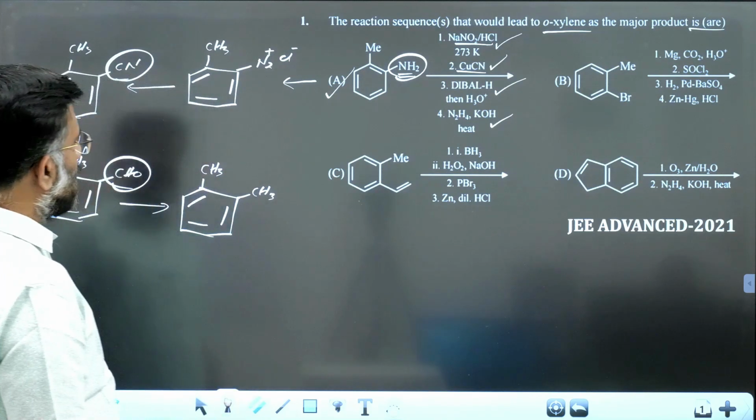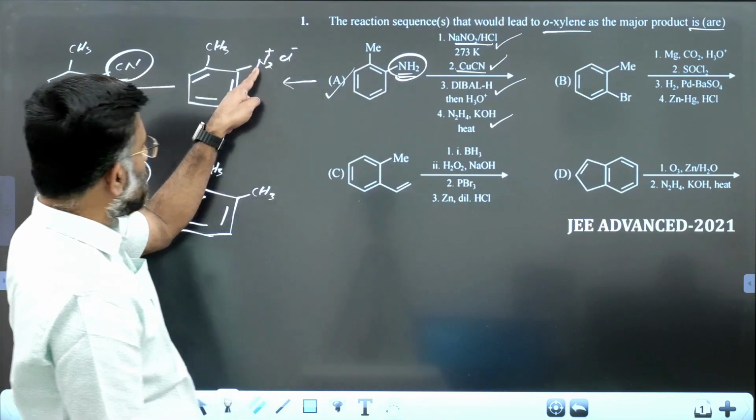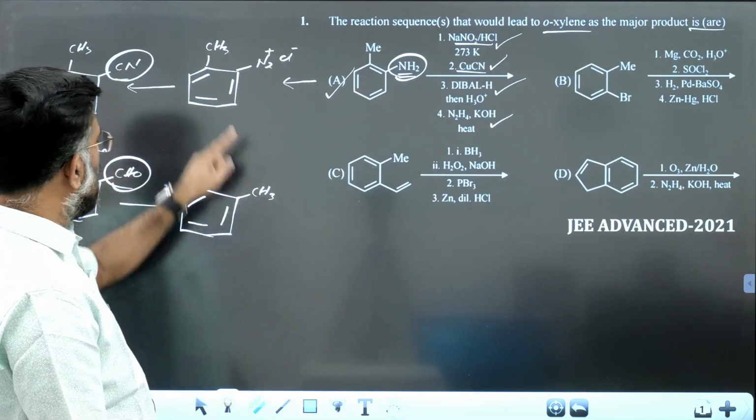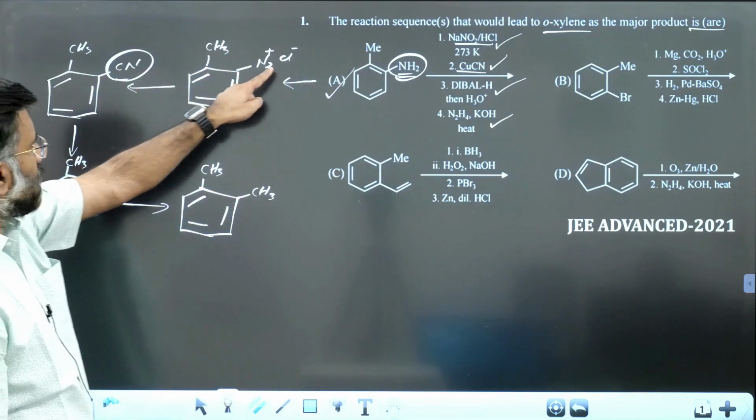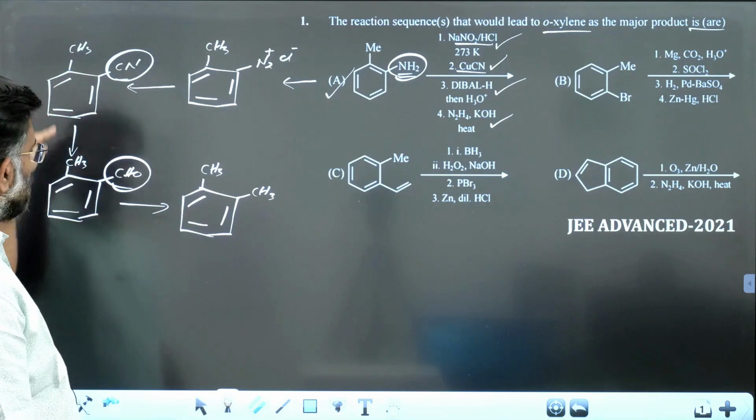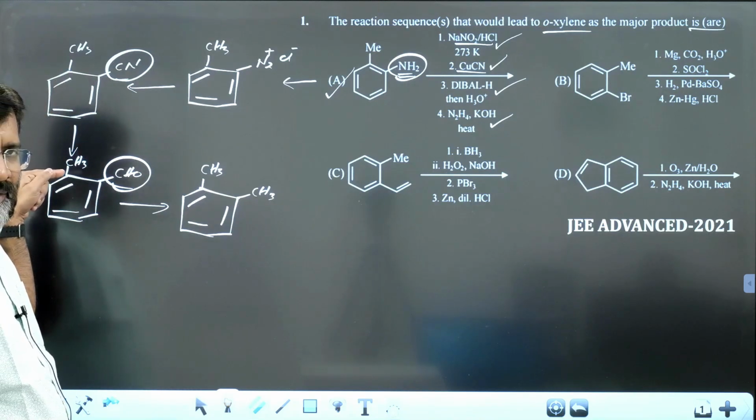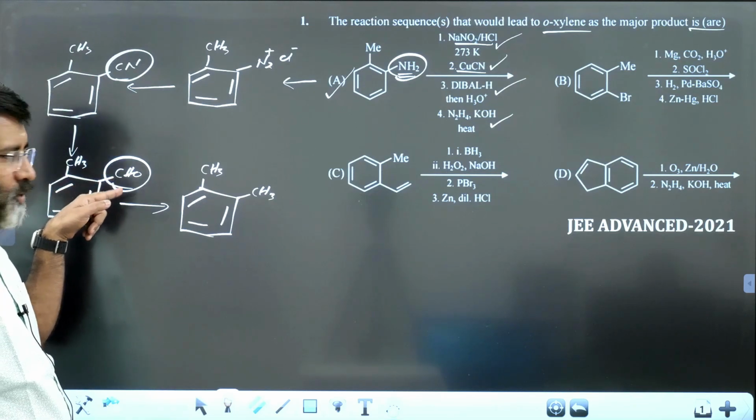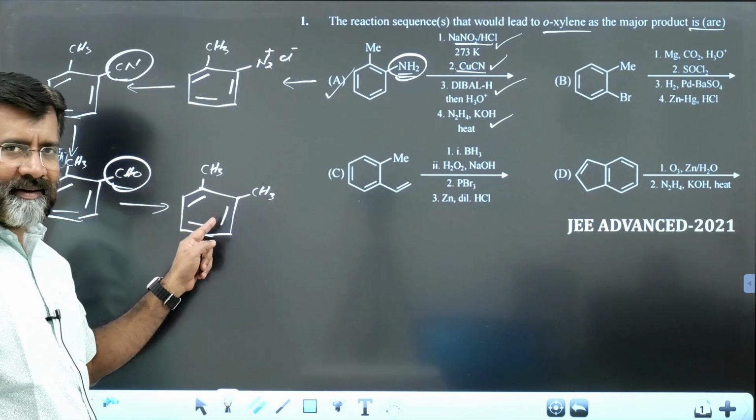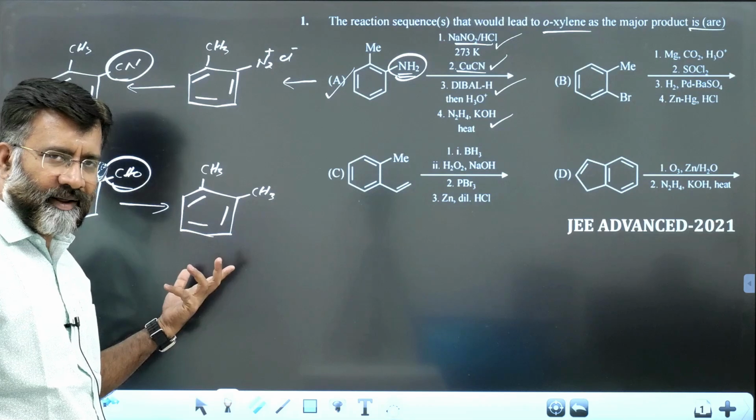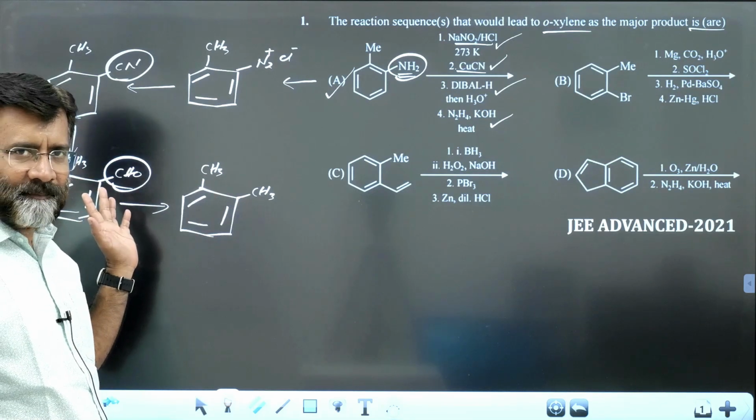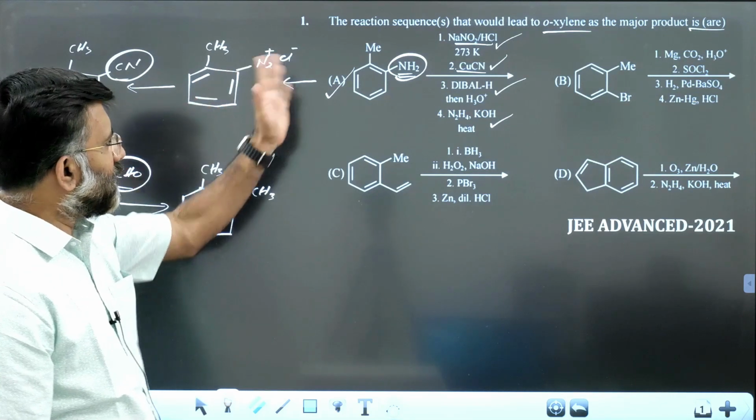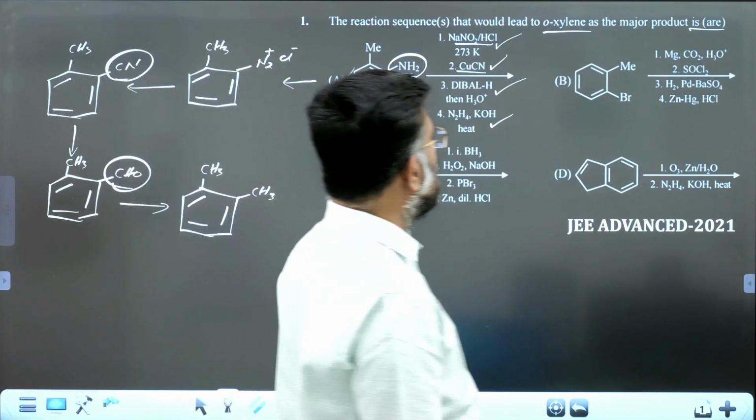So what all things are happening? NH2 turns into diazonium salt, reaction number 1. Reaction number 2, Sandmeyer's reaction, this turns into CN. And reaction number 3 with DIBAL-H, or it may be Stephen reduction, you will get a CHO, and CHO with Wolff-Kishner reduction or Clemmensen reduction, you will get a CH3. Right? So the first choice is a perfect one. Now the second one.